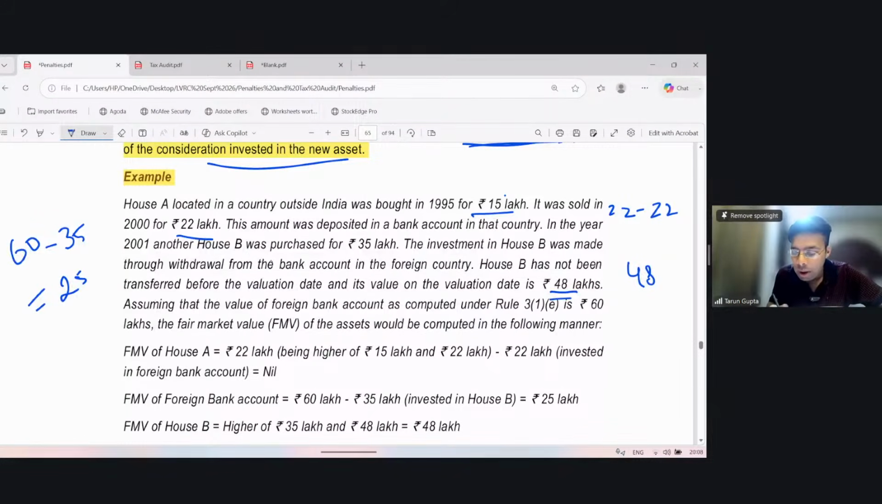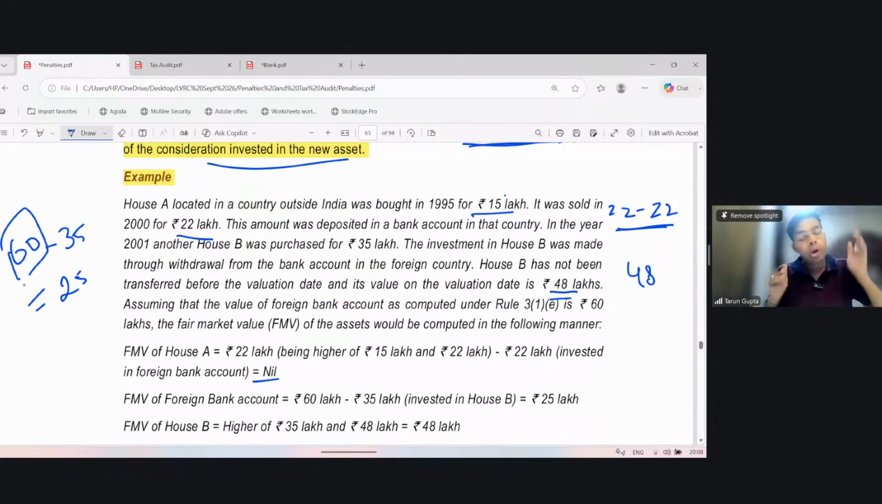The fair market value of the assets will be computed in the following manner. Okay. So for house A, the fair market value is nil, 22 minus 22. You understood why nil? Because the value is 22 lakh, but this 22 lakh has been deposited in a bank account, and the value of the bank account is 60 lakh. So this 22 lakh is a part of the 60 lakh also. So to avoid double counting, I have reduced it from house A. Otherwise, it would be part of house A also and the bank also. So this is double taxation. So to avoid this, the law says that you take it only once. How does it say that? You will reduce from the old asset.